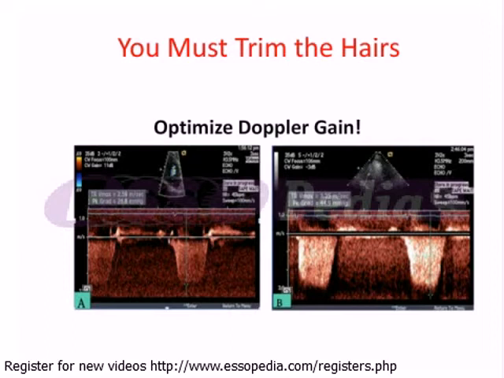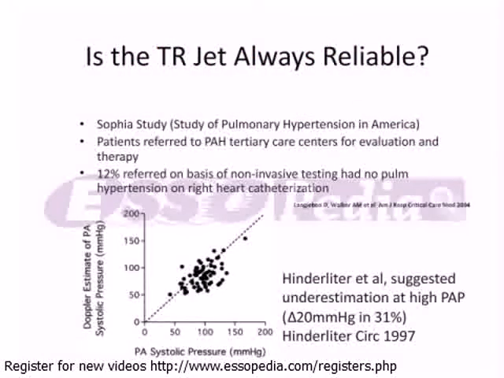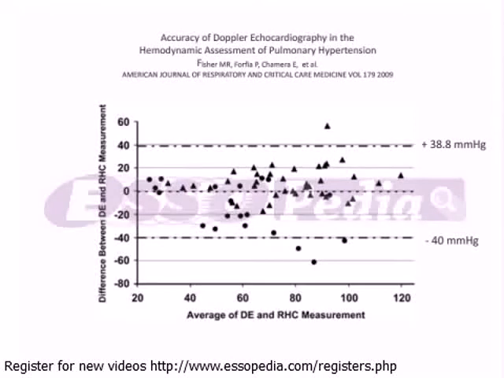Is the TR jet always reliable? At the low end, there's often an overestimate, as demonstrated by the SOFIA study, while in a classic primary pulmonary hypertension epoprostenol study, it was found that at the high end, there were significant underestimates in 31% of patients. In another study, in an intensive care unit setting, there was both over and underestimation of the systolic PA pressure compared to right heart catheterization, but you can see the display only increases in the abnormal range of PA pressures in the area of more than 50 or 60 millimeters of mercury.